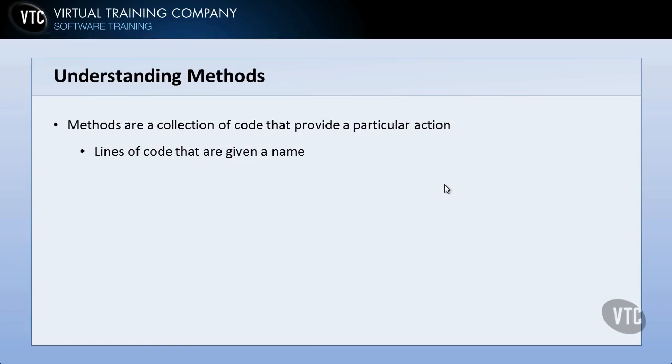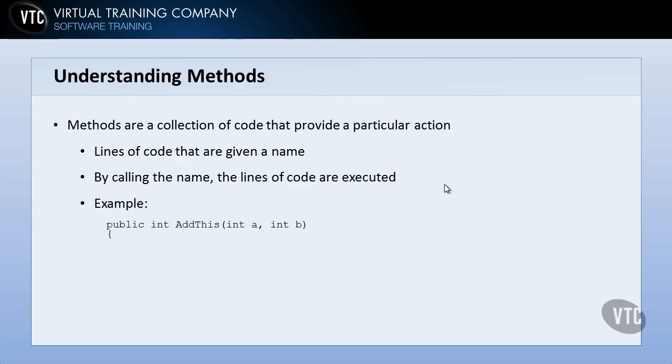This is where we're going to create a few lines of code that carry out some particular action, should be just some single action. And then we basically group them together, give them a name, and then just by calling that name, those lines of code are executed. It's a great way to subdivide functionality in our program and make it a lot easier to manage. So here's an example.